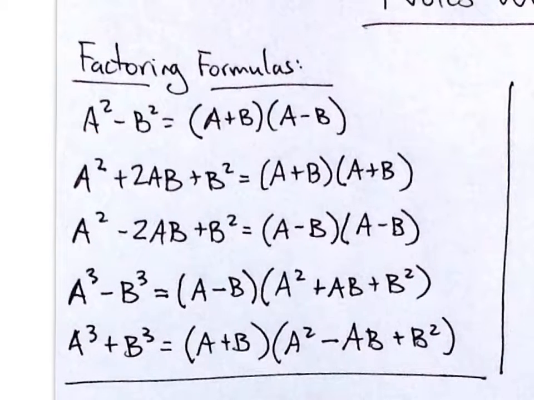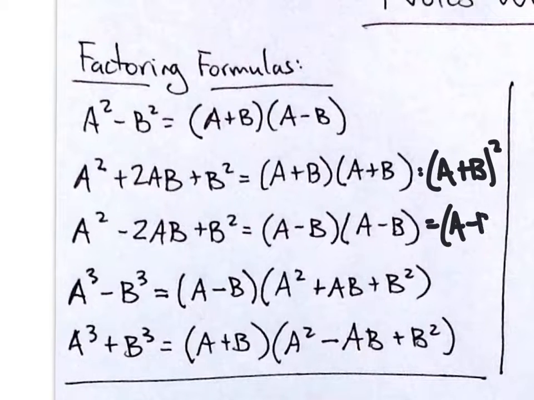So, this is called difference of perfect squares. And you've seen these kinds of things where this can be written as a plus b quantity squared. So, we could write this as a plus b quantity squared, and we could write this as a minus b quantity squared.